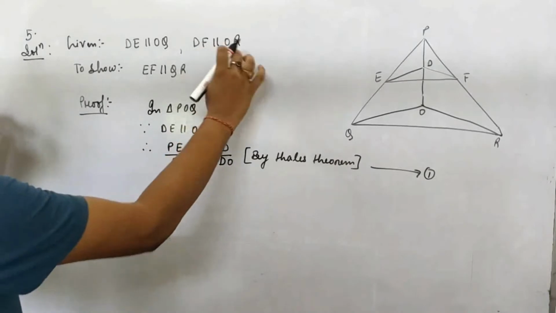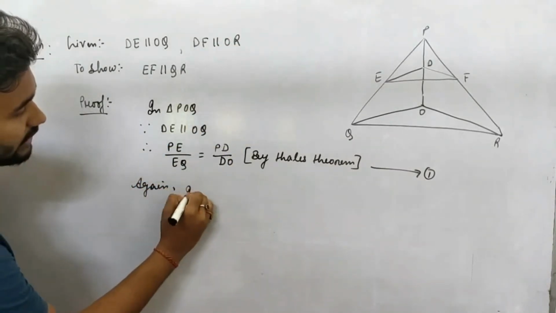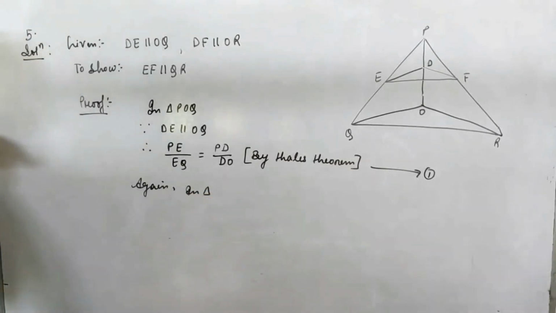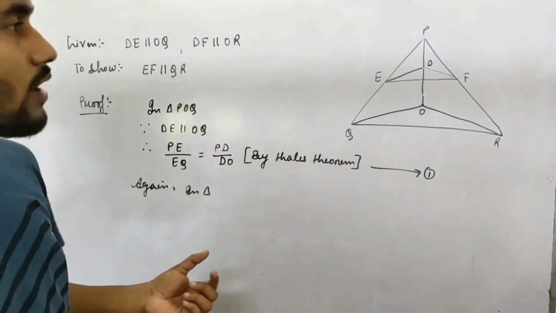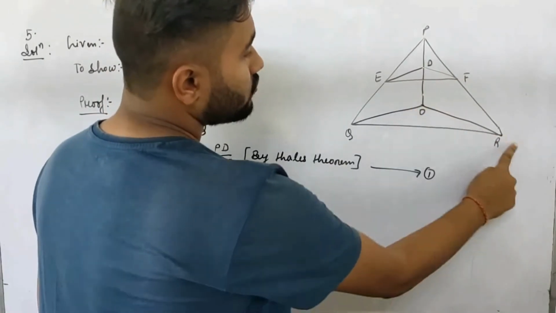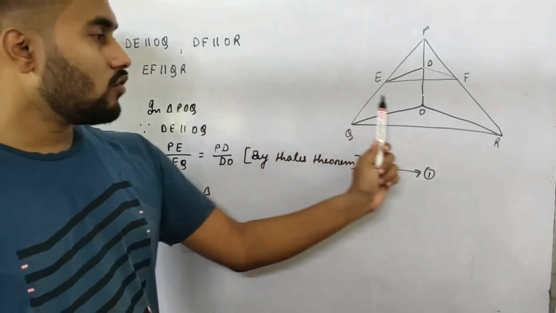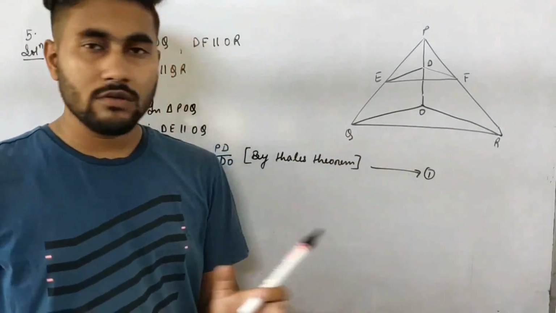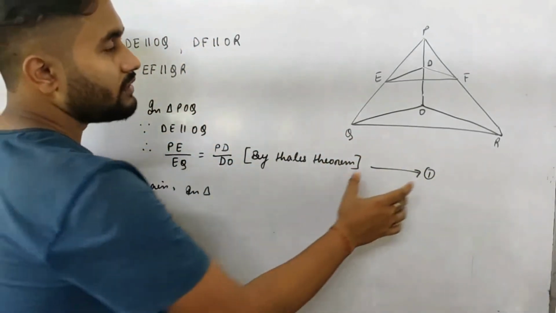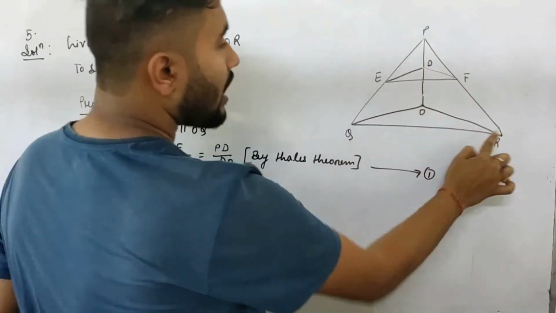Again we will use this parallel. Okay. Again in triangle. In which triangle? DF parallel to OR. This is DF. DF parallel to OR. So OR is the longer side. Among DF and OR, which is the longer side? OR will be a side of the triangle. So what will be the other part? This will be the triangle. What? POR.